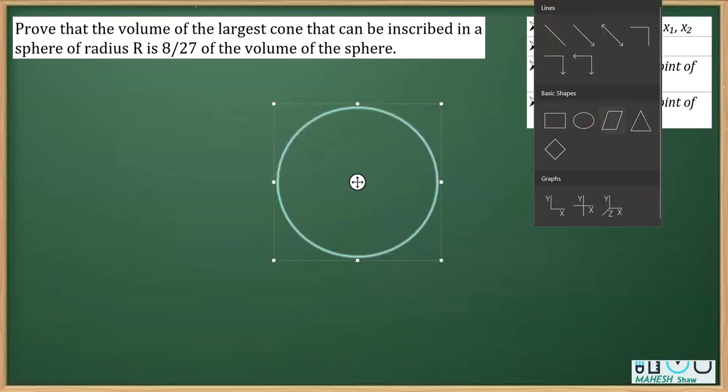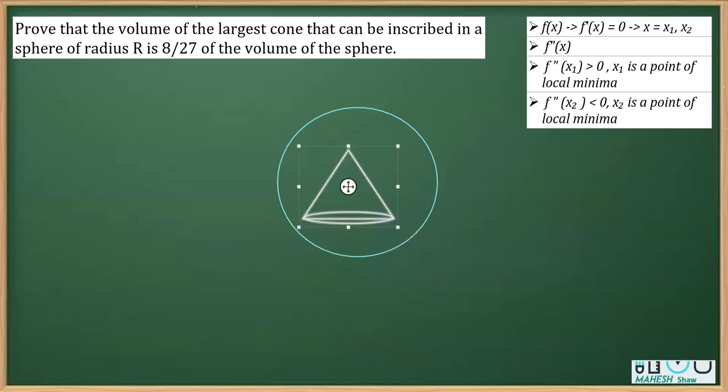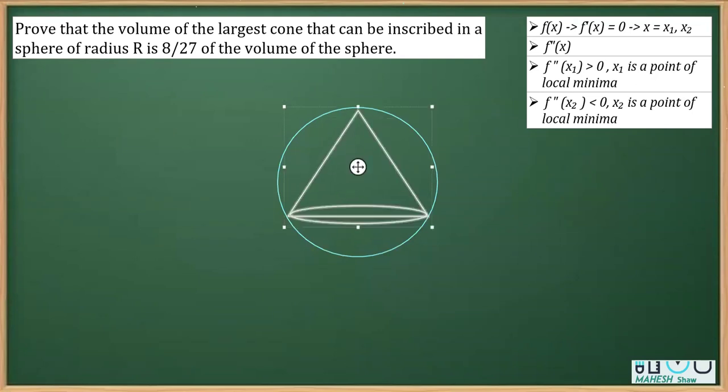and I'll draw a cone here, the cone with its circular base. Now this cone has to be placed inside a sphere, and we have to maximize its volume. That means whatever is the maximum volume that can be possible.